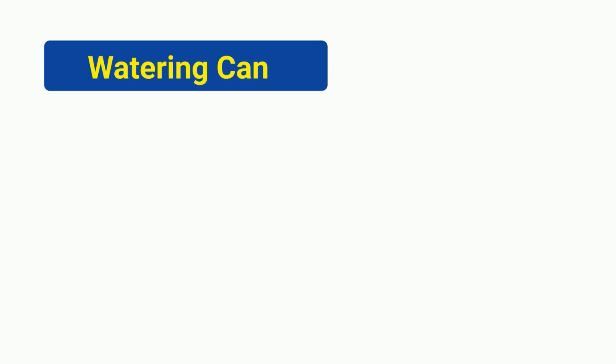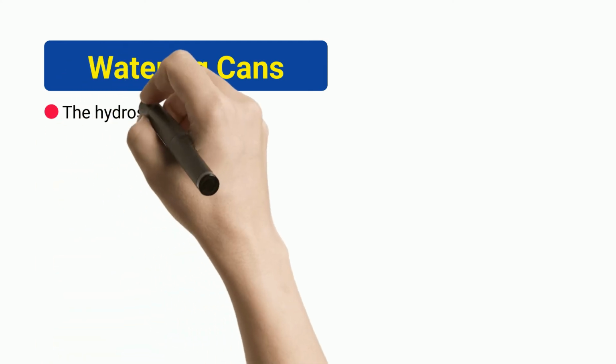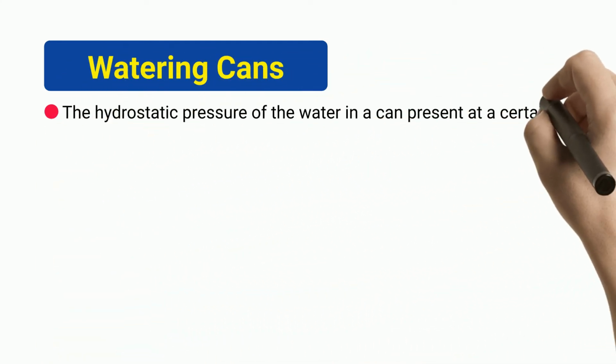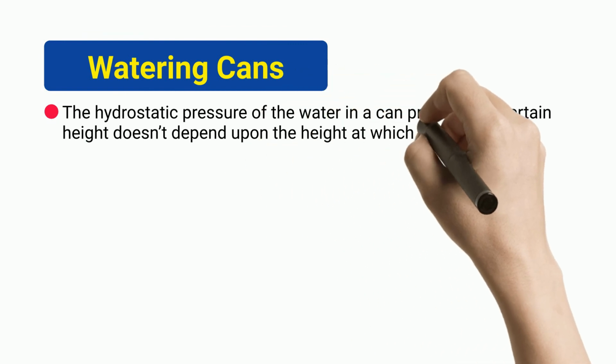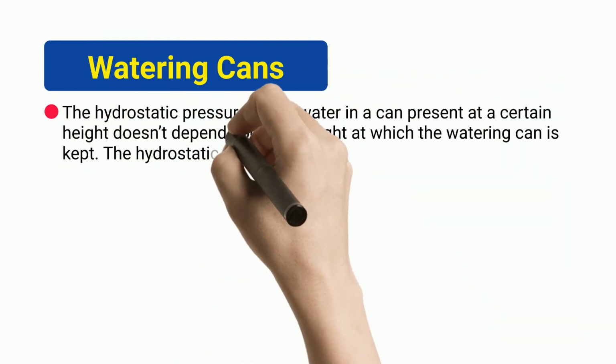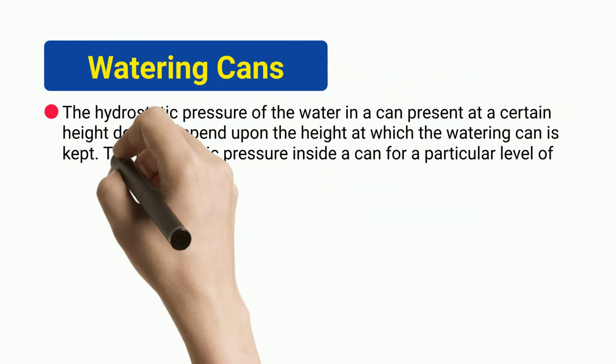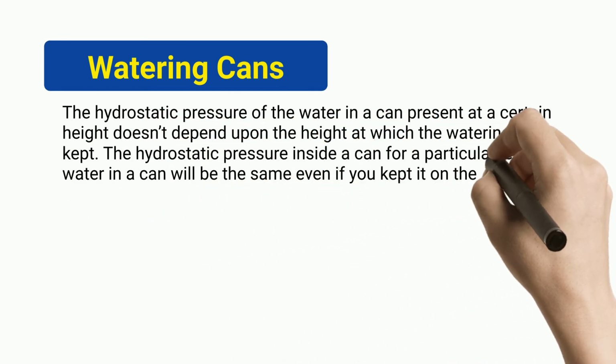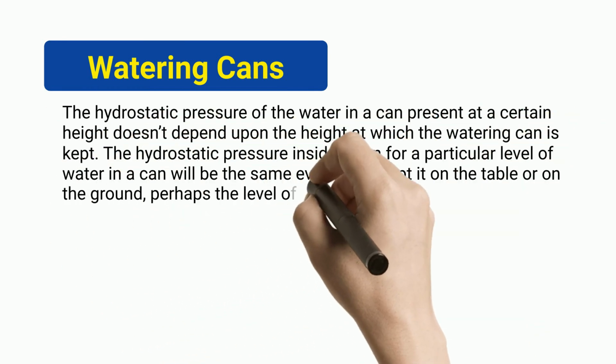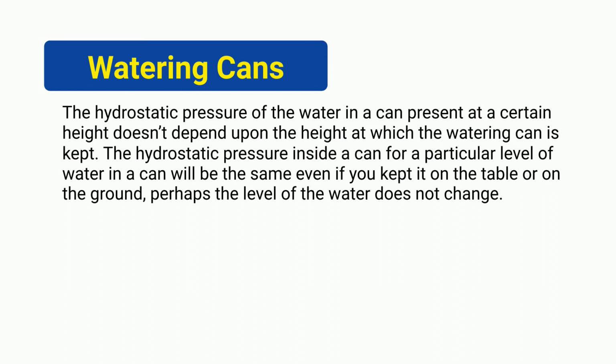Watering cans. The hydrostatic pressure of the water in a can present at a certain height doesn't depend upon the height at which the watering can is kept. The hydrostatic pressure inside a can for a particular level of water in a can will be the same even if you kept it on the table or on the ground, provided the level of the water does not change.